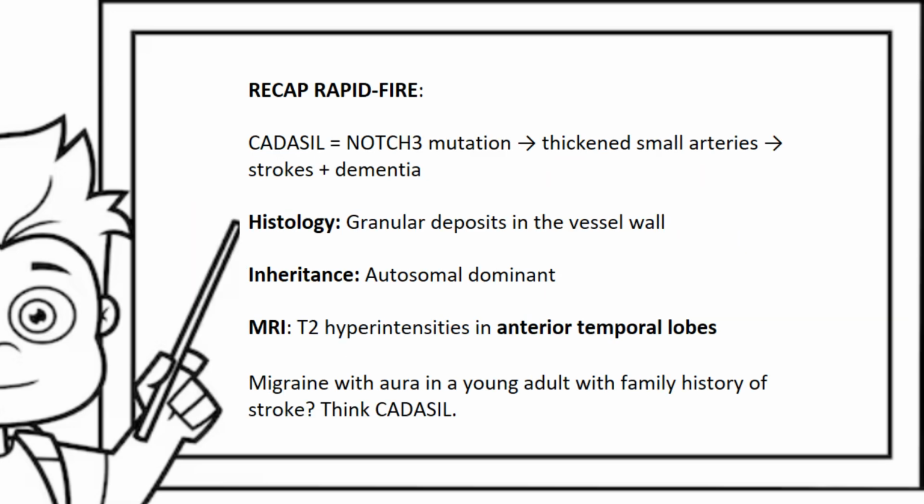Let's do a quick rapid fire recall. CADASIL is due to a NOTCH3 mutation which causes thickened small arteries, leading to strokes and dementia. On histology, you see granular deposits in the vessel wall. The inheritance is autosomal dominant, and on MRI, you tend to see T2 hyperintensities in the anterior temporal lobe. Migraine with aura in a young adult with a family history of stroke, think CADASIL.